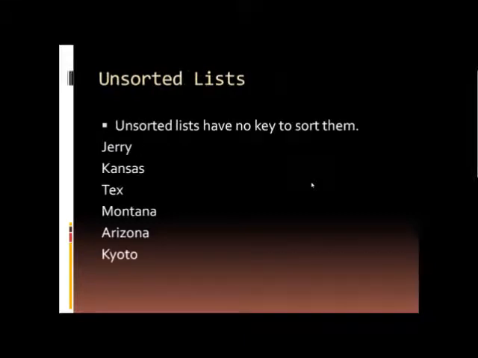Now we're going to show you what a sorted list looks like, so you get a better idea about sorted lists. Unsorted lists have no key to sort them. So we have a group of names. We can assume they have nothing in common: Kyoto, Arizona, Montana, Texas, Kansas, Jerry. You can see the states might have something in common, but then you have a Japanese city, a shortened state name, and a known terminus. So you can't say that this is sorted, you can only assume that it's an unsorted list.